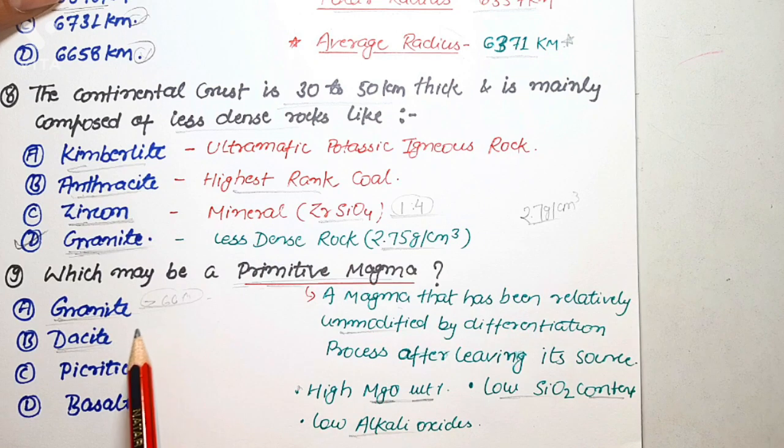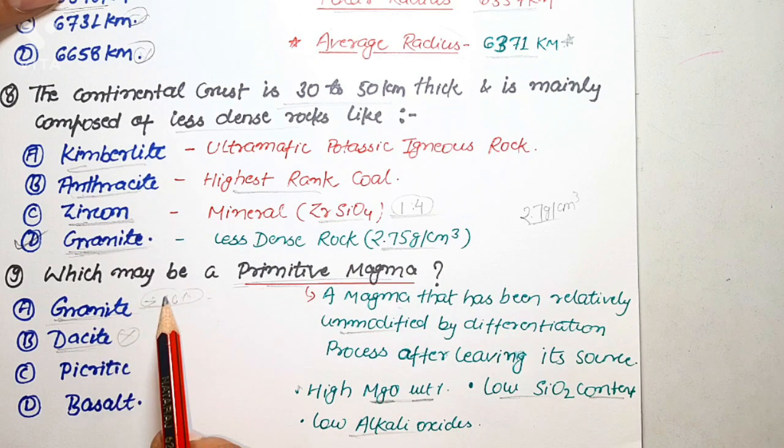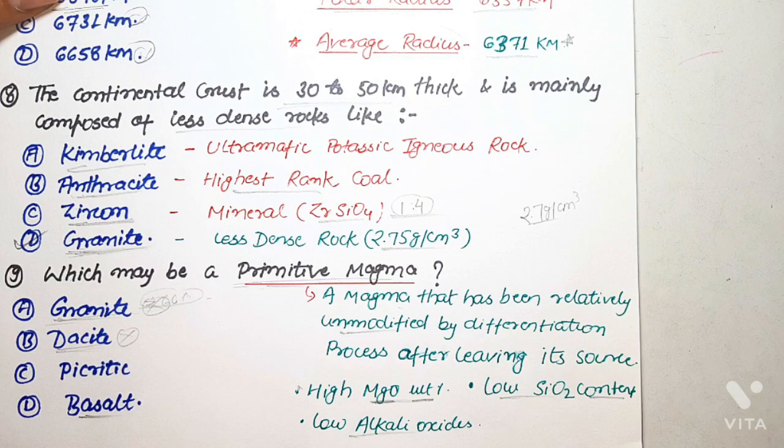So this will also not be a primitive magma, and granite will also not be a primitive magma because it is an acidic igneous rock, and it has high silica content and low MgO weight percentage. Now coming to basalt, basalt is a basic rock, so it is clear, though it has a medium, moderate silica content, but it has high alkali oxides.